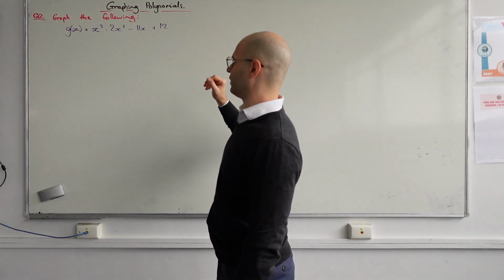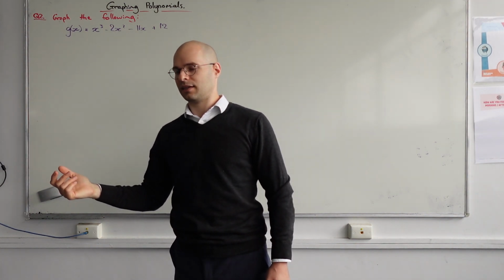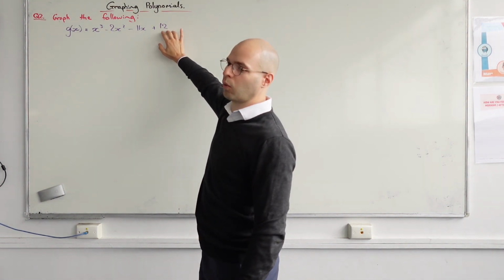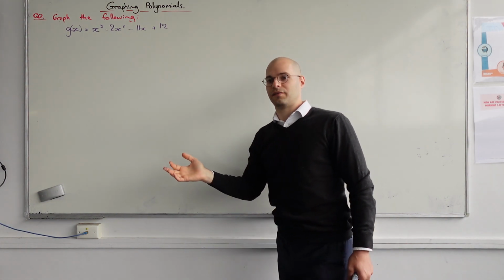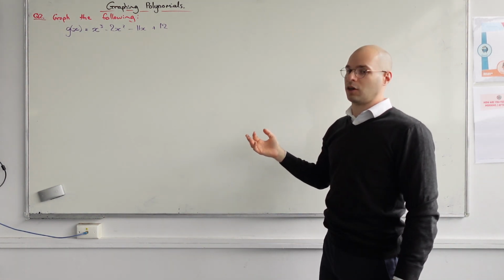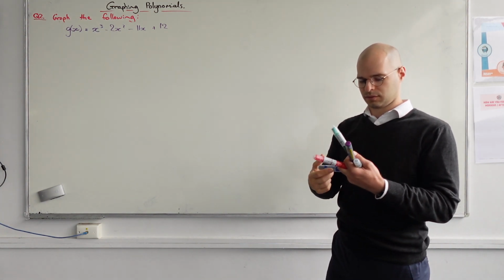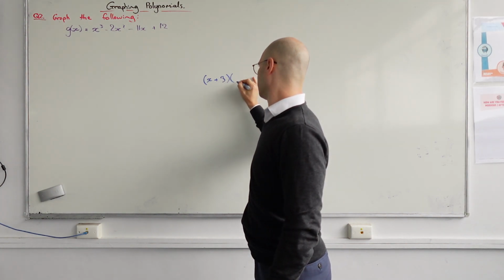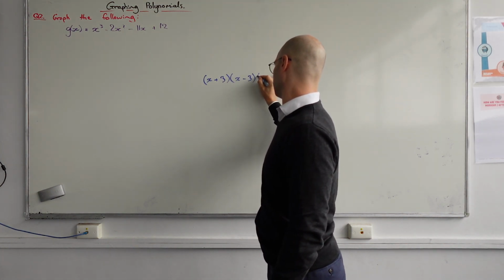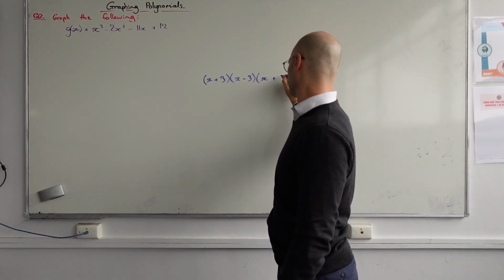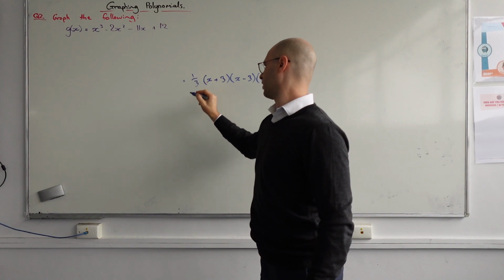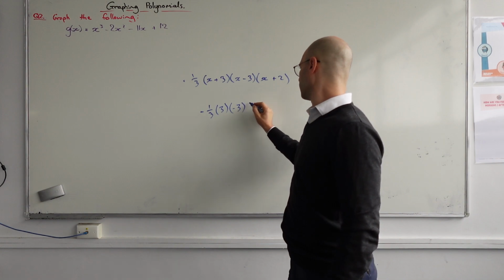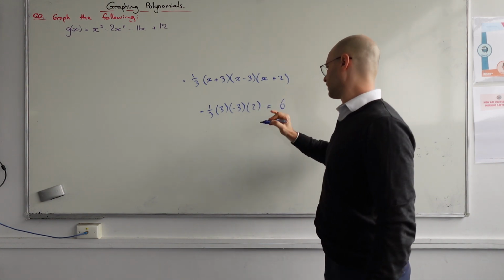If I said g of 0, what would the y-intercept be? 12. It would be 12. Now, if we think back to the previous example of how did we determine the y-intercept, what did we do? We got all of the roots, so x plus 3, x take 3, x, was it plus 2? I can't remember. We got all of these and we just multiplied them, which gave us 6.